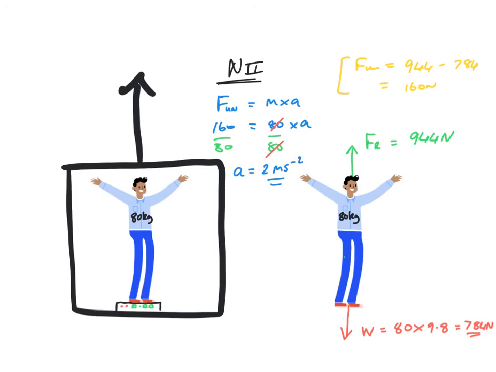Okay, so that's the working when you apply it to a situation where it's a reaction force from something that you're standing on or that the object's resting on. In this case it's the guy in the lift, and it's the reaction force from the scales that he's standing on.